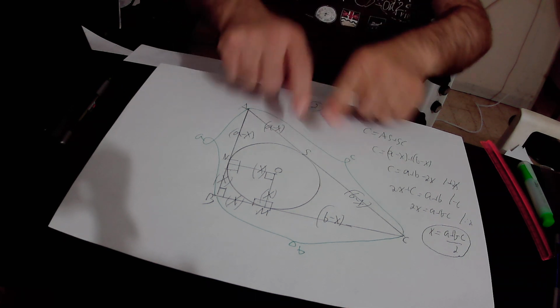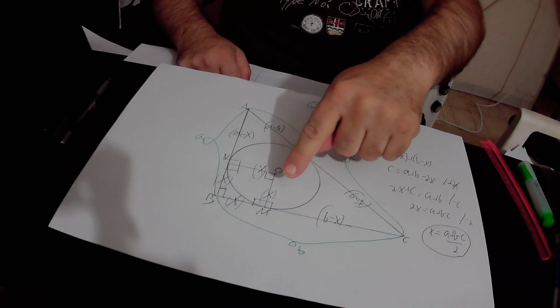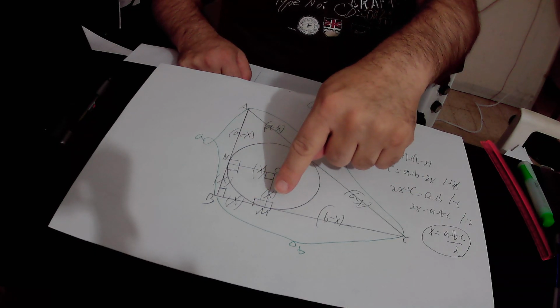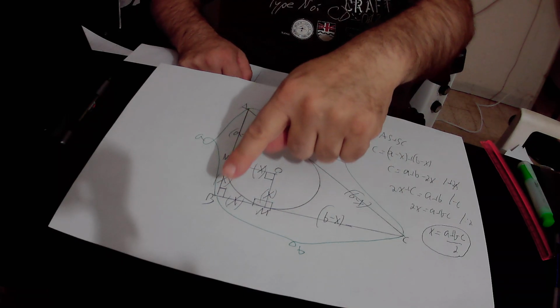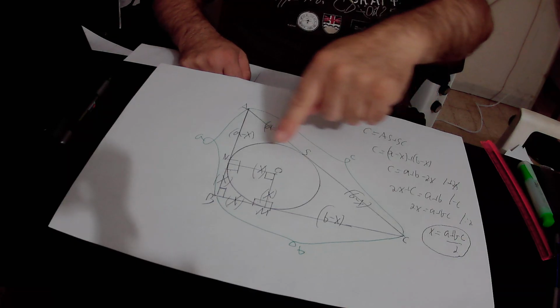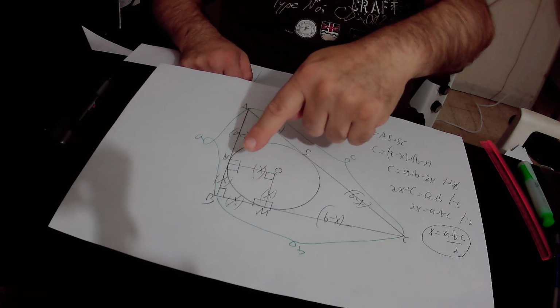Here, we define the point of tangency of tangent BC with this circle as M. The radius OM is drawn to point M, therefore according to rule number 1, this angle equals 90 degrees and this angle equals 90 degrees. We define the point of tangency of tangent AB with this circle as N. The radius ON is drawn to point N, therefore according to rule number 1, this angle equals 90 degrees and this angle equals 90 degrees.